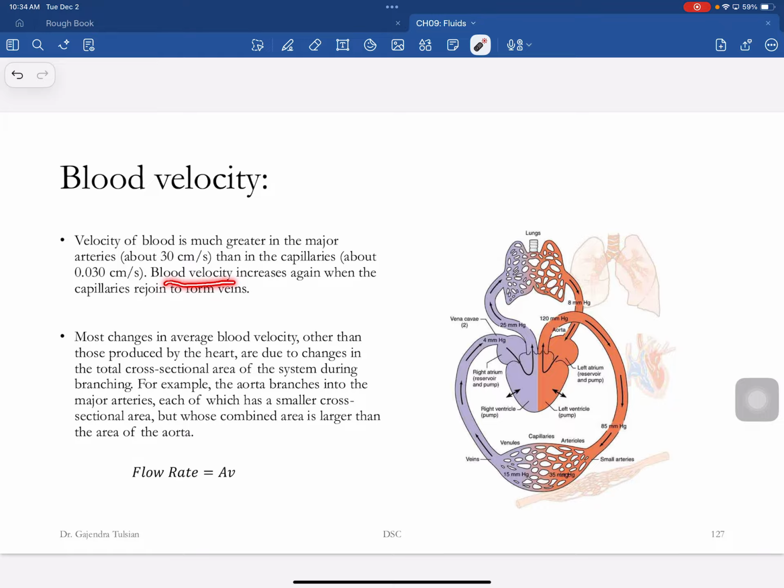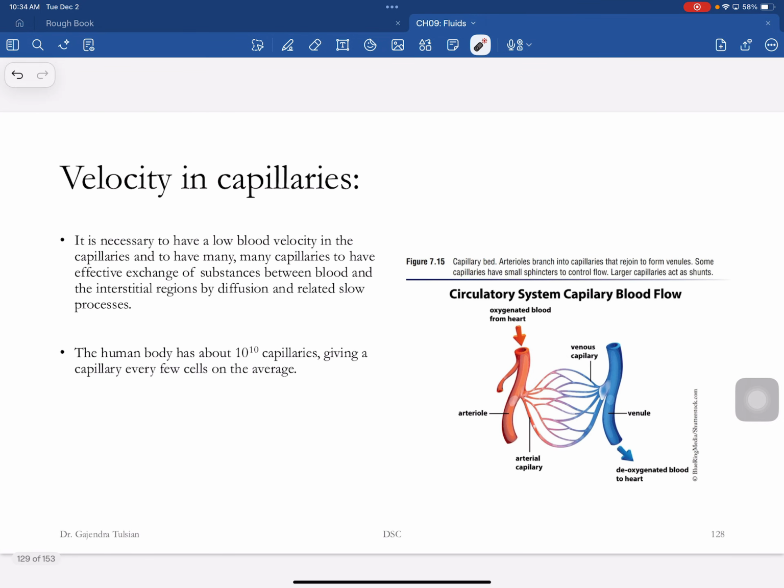Blood velocity increases again when the capillaries rejoin to form the veins. Since this area of cross section is twice as much, the blood velocity here is half the blood velocity there. So if it's 30 centimeters a second here, it's about 15 centimeters a second here. Most changes in blood velocity are due to changes in area of cross section. So this flow rate tells you how the velocity changes.